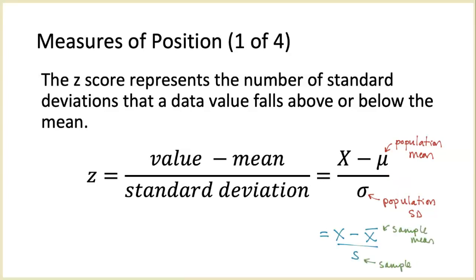So it still represents the same thing. It's the number of standard deviations that this value is from a sample average. And so essentially a z-score, regardless of which formula that we're going to use, represents the same information. It's the relative position that value is compared to the average.